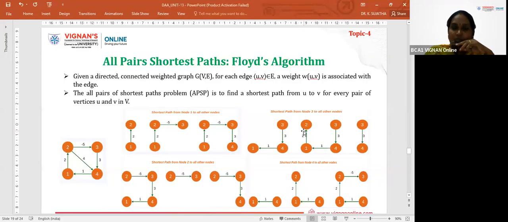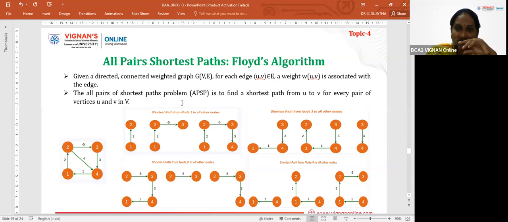Hi guys, welcome to today's session of design and analysis of algorithms. In this session, we are going to discuss another application of dynamic programming, which is the all-pairs shortest path problem, which can be solved using Floyd's algorithm.